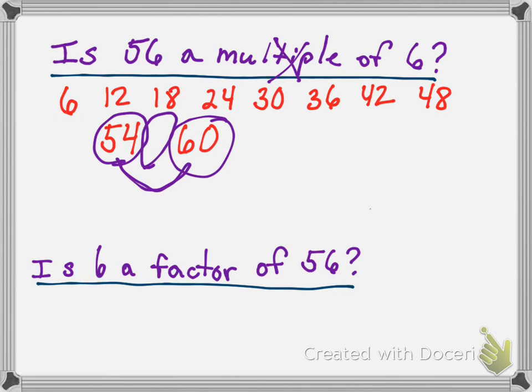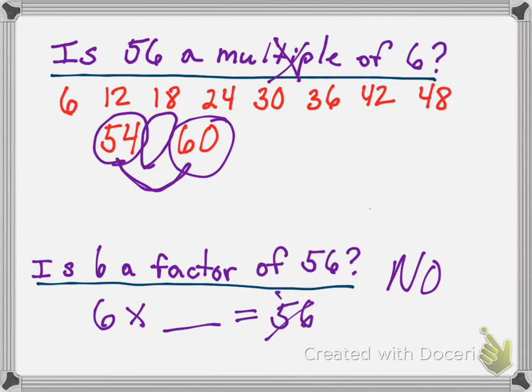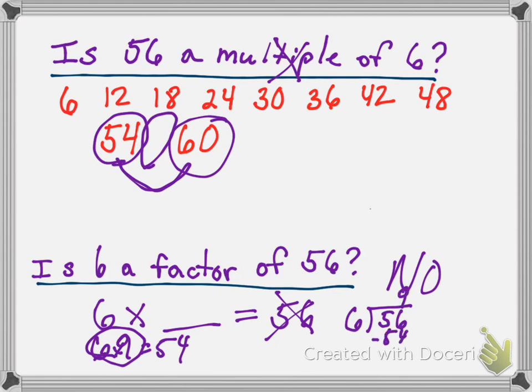So on the bottom it says, is 6 a factor of 56? No, because 6 times something does not equal 56. 6 times 9 equals 54. So 6 and 9 are factors of 54, but there is nothing that's going to equal 56. Even if we tried to divide 56 by 6, we get 9 and then 54, and we have a remainder of 2. Because there's that remainder, 6 is not a factor of 56.